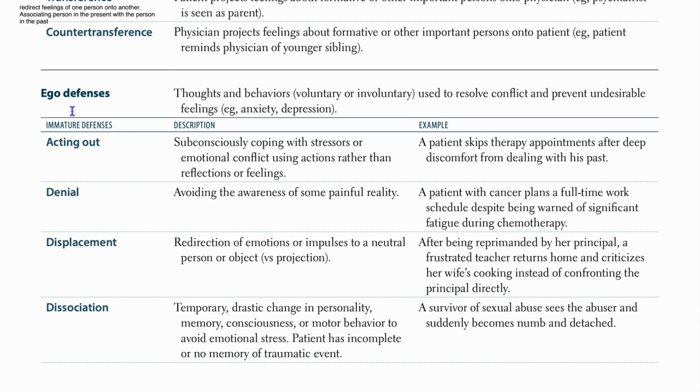And now the ego defenses. Okay, there are two types of ego defenses: mature and immature. Ego defenses are thoughts and behaviors. They could be voluntary or involuntary, conscious or subconscious, used to resolve conflict and prevent undesirable feelings like anxiety or depression. Okay, so conflict could be feelings as well, right? It's not just conflict by itself. So conflict and prevent undesirable feelings, for example, anxiety and depression. To get over that, they do certain things.